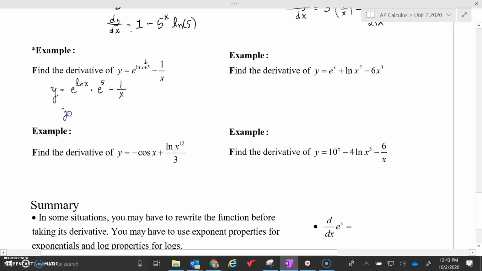So I'm going to rewrite this as x e to the 5th. Actually, let's put the e to the 5th in the front because it's just a number. It's not a variable at all. Okay? And I don't want you to write that it's 5e to the 4th because e is not a variable. It's a number. So y equals that, and then minus.